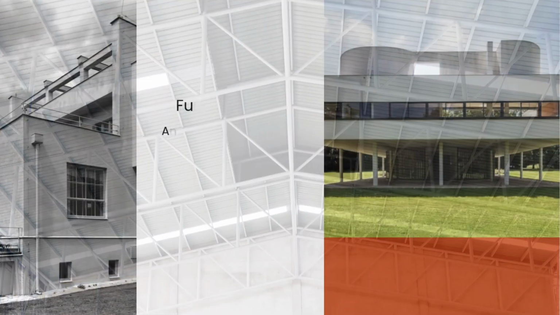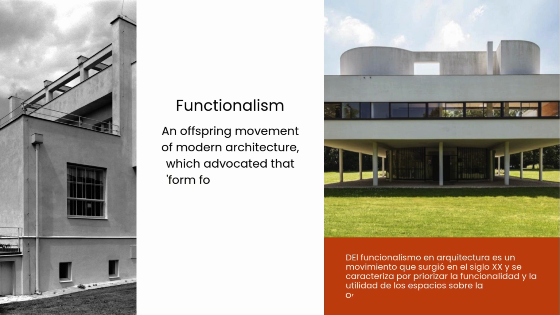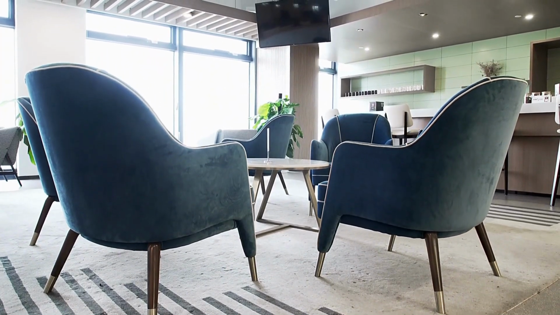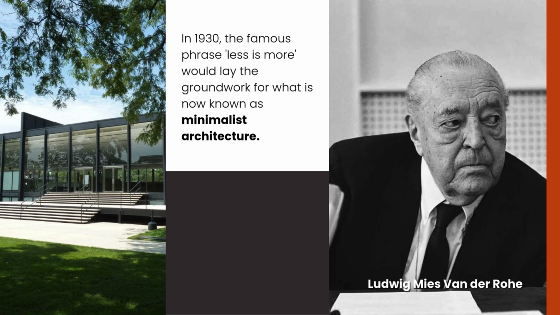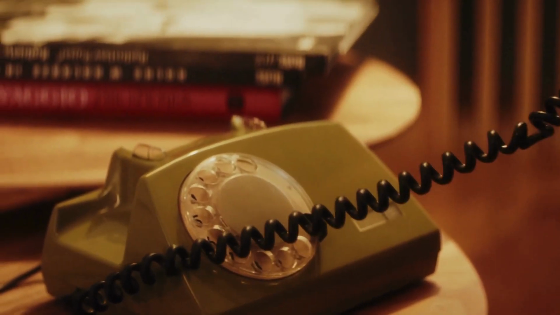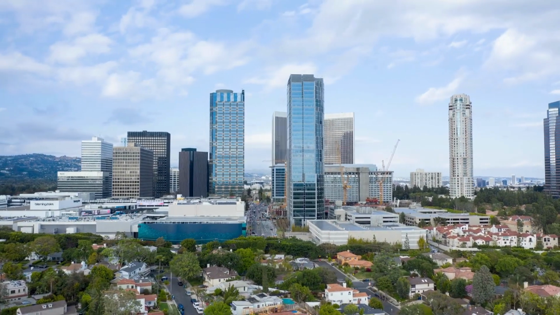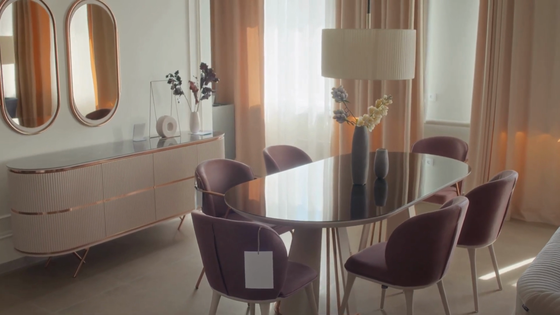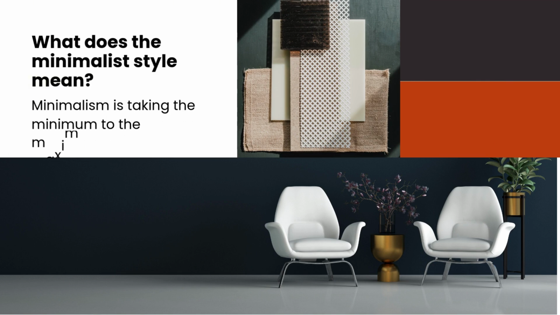Years later, functionalism, which was a branch of modern architecture that argued that form follows function, mutated. Simple aesthetics became the objective to be achieved at all costs. In 1930, the famous phrase, "less is more," laid the foundation for what is now known as minimalist architecture. By the 1970s and 1980s, this style gained more traction, though by the early 21st century, it was no longer recreated as frequently as before. Despite this, its aesthetics were reborn with greater strength, and contemporary architecture elevated minimalism to its pinnacle.